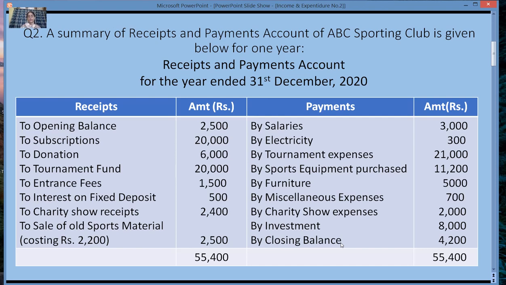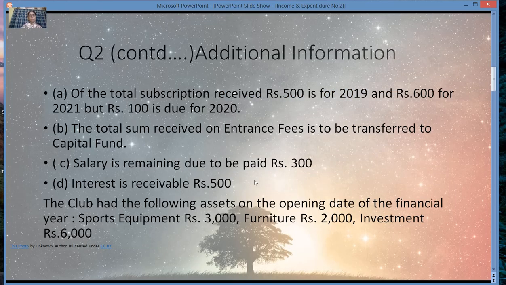Now, along with this, we have certain additional information. Of the total subscription received, rupees 500 is for 2019. This means it's for the previous year. And rupees 600 is for 2021, which means it is for the future year. But rupees 100 is due for 2020. So for the current year also there has been an outstanding.